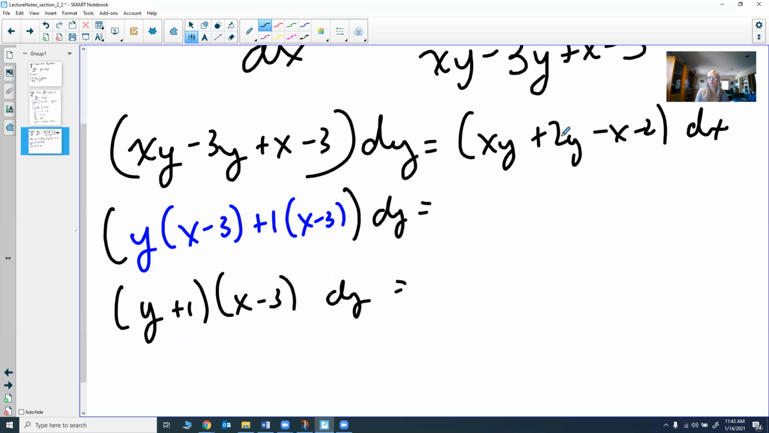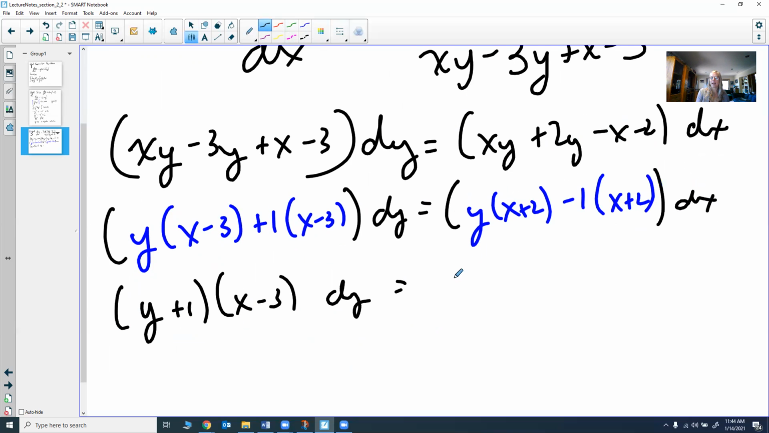Well, I notice I have xy plus 2y. I can factor a y out of there. So when I factor that y out, I'm left with x plus 2. I notice minus x minus 2, I can factor out a negative 1, and I'm left with x plus 2. So it looks like, again, I in fact can factor this by grouping. I'm going to get y minus 1 and x plus 2 dx.